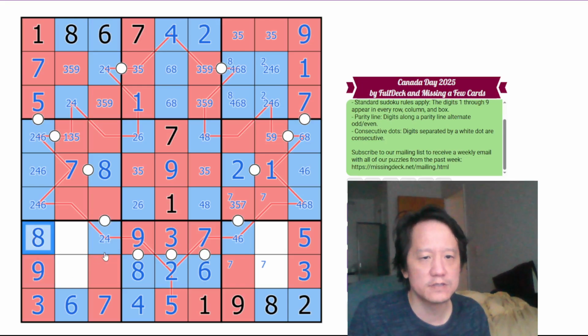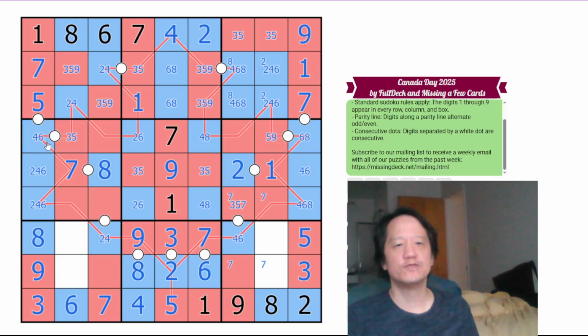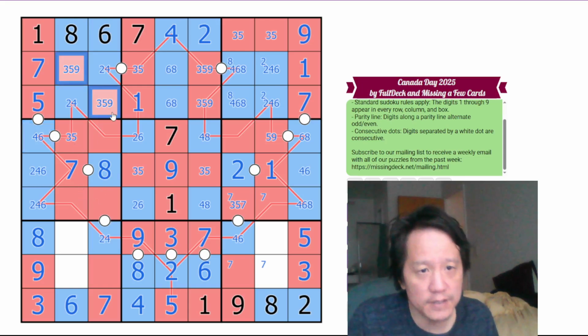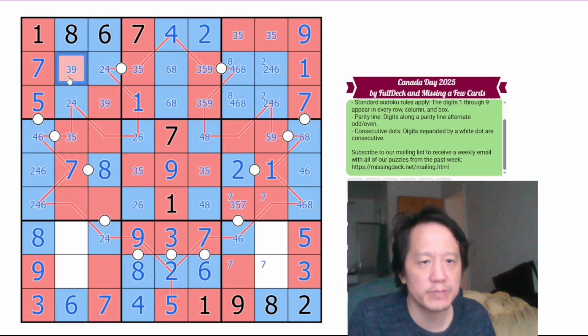This is 8. We have... we don't even know. 5 is only consecutive with 4 or 6, which is only consecutive with 3 or 5 here then. Out of 2, 4, and 6, these can't be 5. This is a 3, 9 pair.